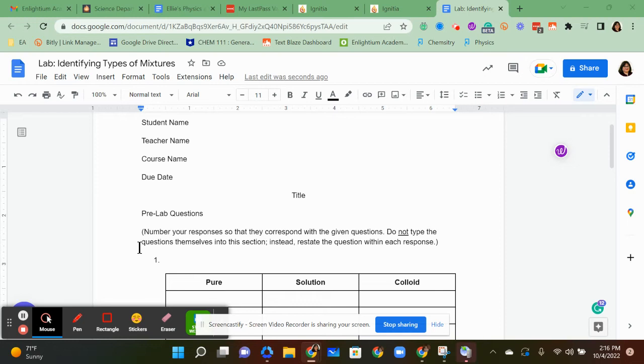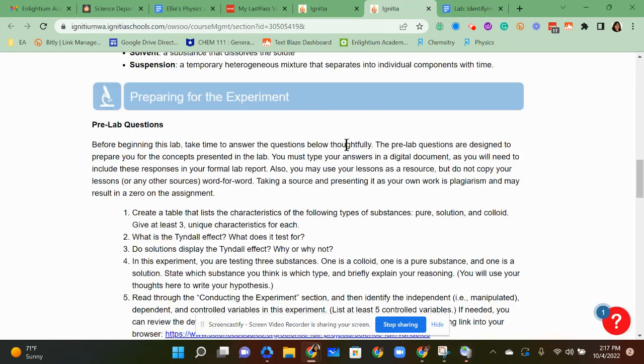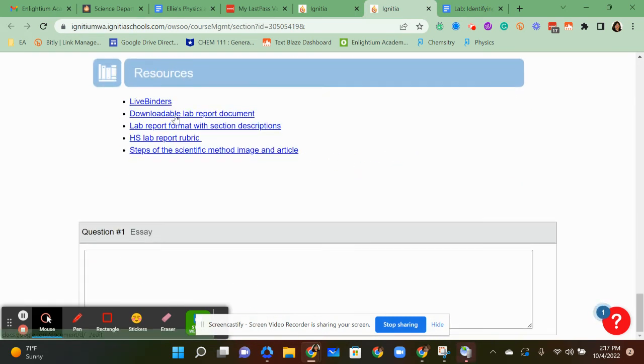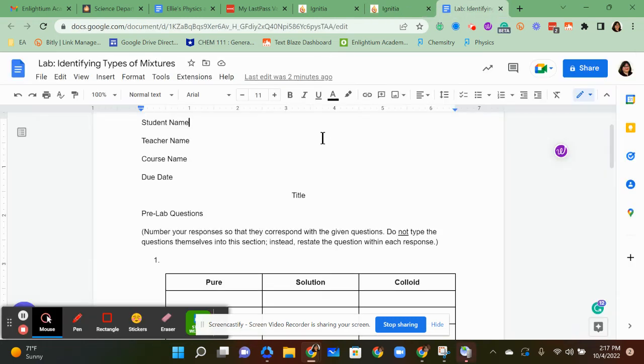This is a quick overview of the lab identifying types of mixtures. So in this lab, the first thing that I did was to download the template for the lab report. And you will find that at the very, very bottom. If you scroll down on that assignment, at the very bottom where you see downloadable lab report document. So I made a copy and this is what I have right here.